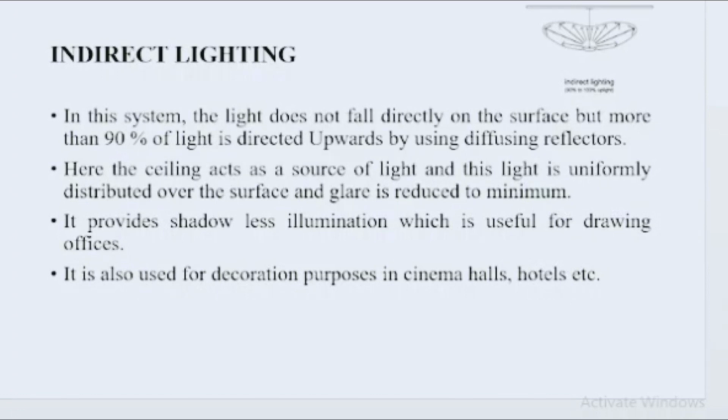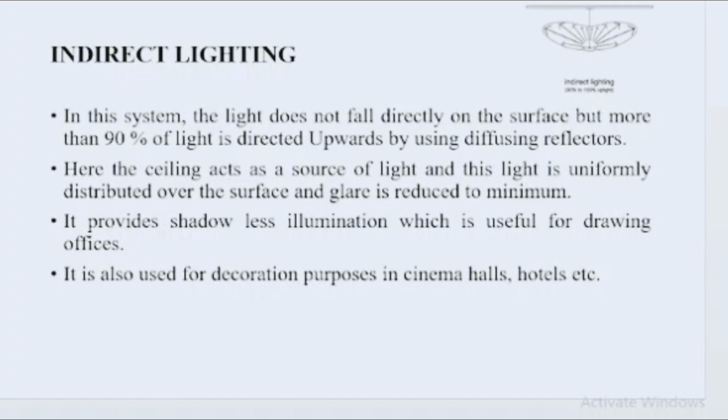We can say that it provides shadowless lighting, and you are also not experiencing glare, right? So it is shadowless, and that we also cannot notice and experience. Mainly this will be used for decorative purposes, like in cinema halls or hotels. We can use these indirect lighting schemes in some other ways as well.